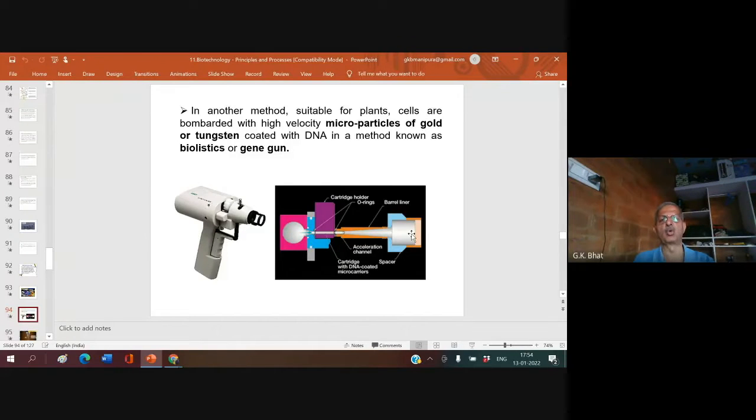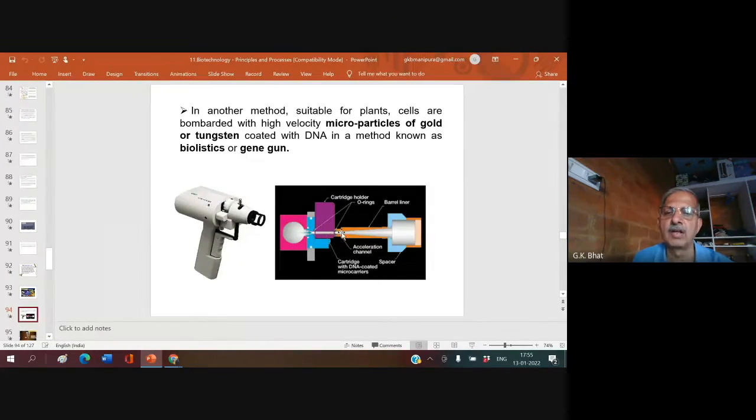Now, in another method, suitable for plants, cells are bombarded with high velocity microparticles of gold or tungsten coated with the DNA in a method known as biolistics or gene gun. So you can see here what is done. It is suitable for plants. Cells are bombarded with high velocity microparticles of gold or tungsten. This gold or tungsten is coated with DNA, and then they are introduced. And this is what is known as a biolistic or gene gun. Gene gun. Okay, I hope you understand my point here.